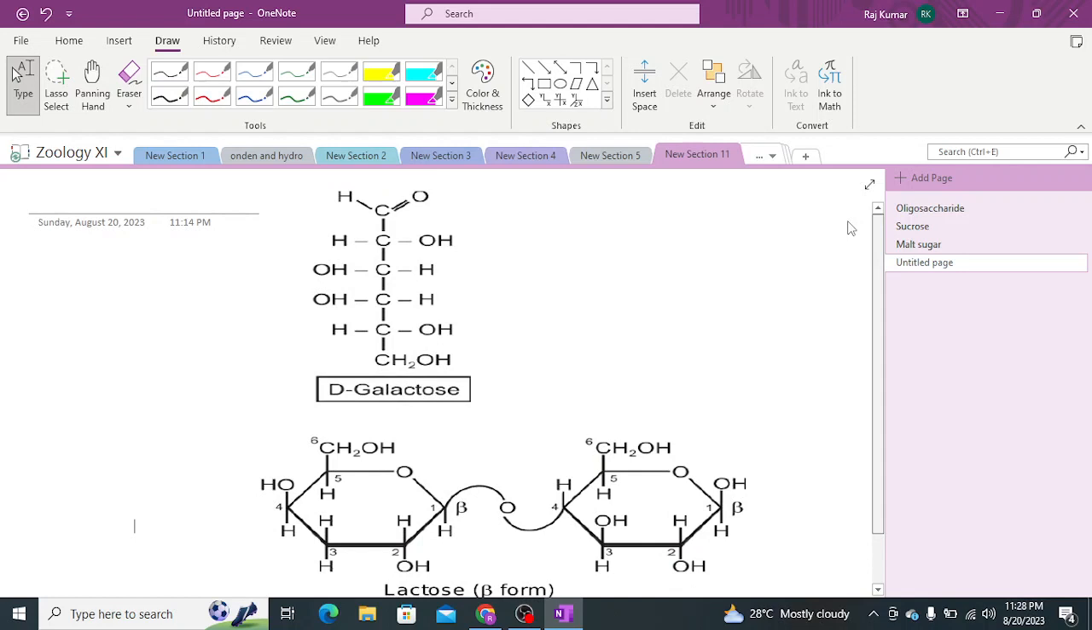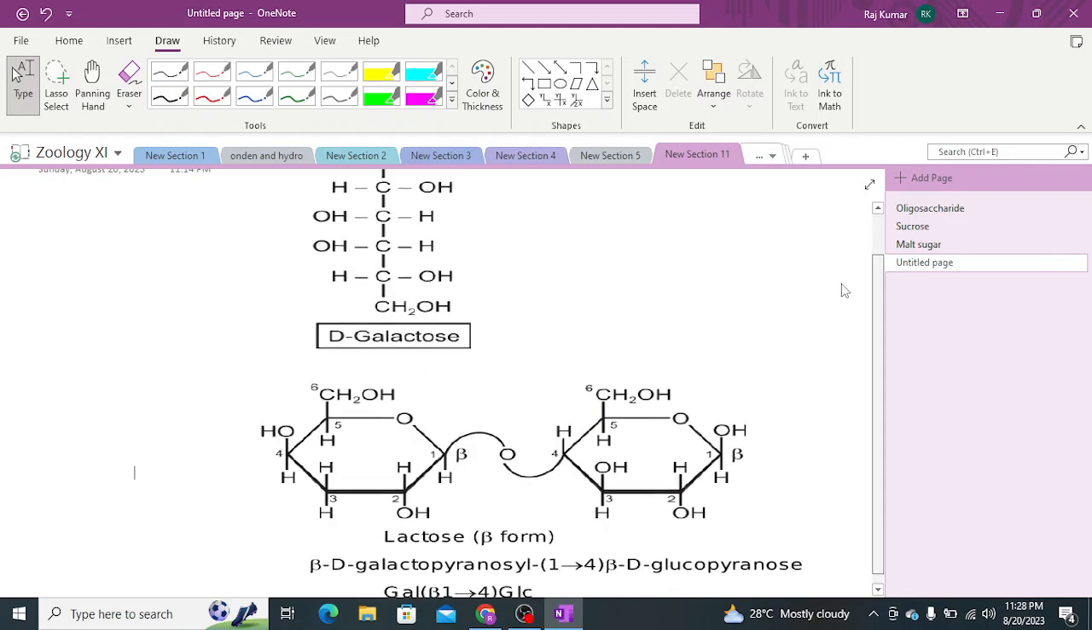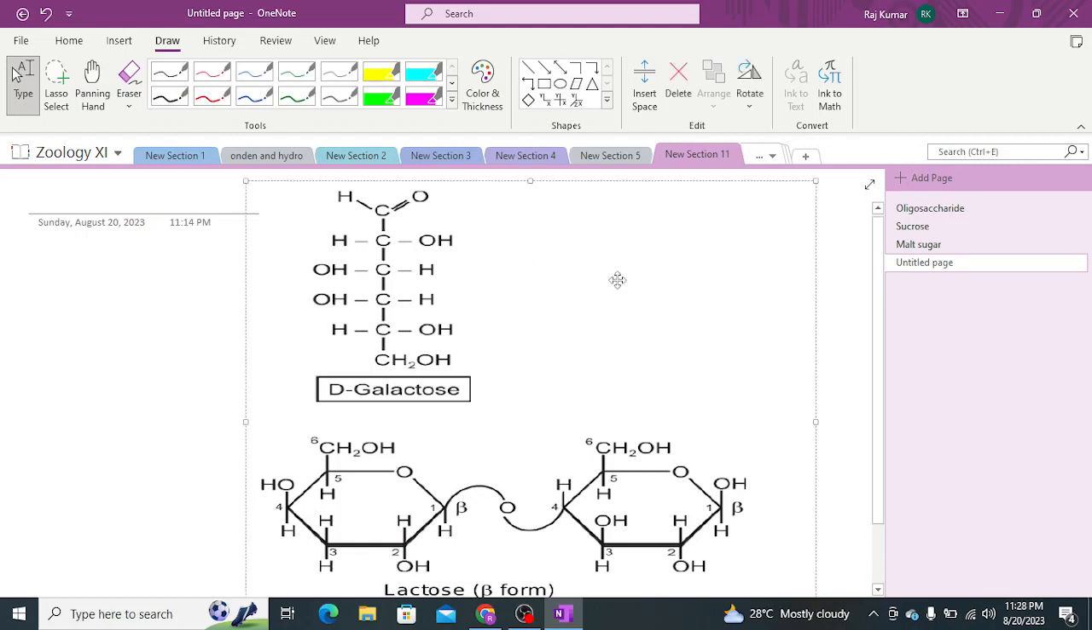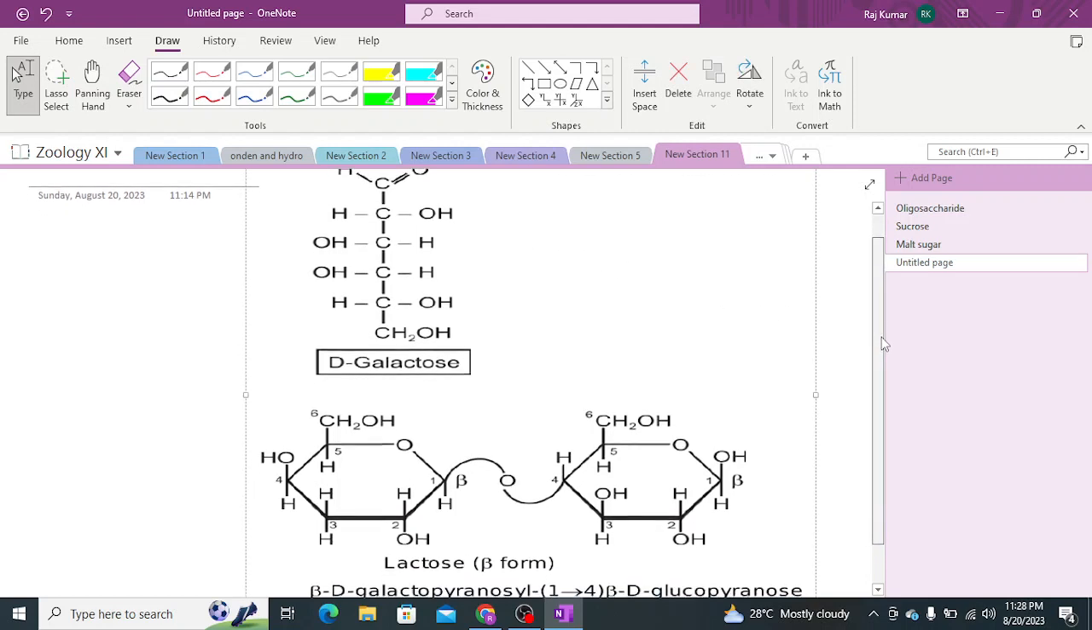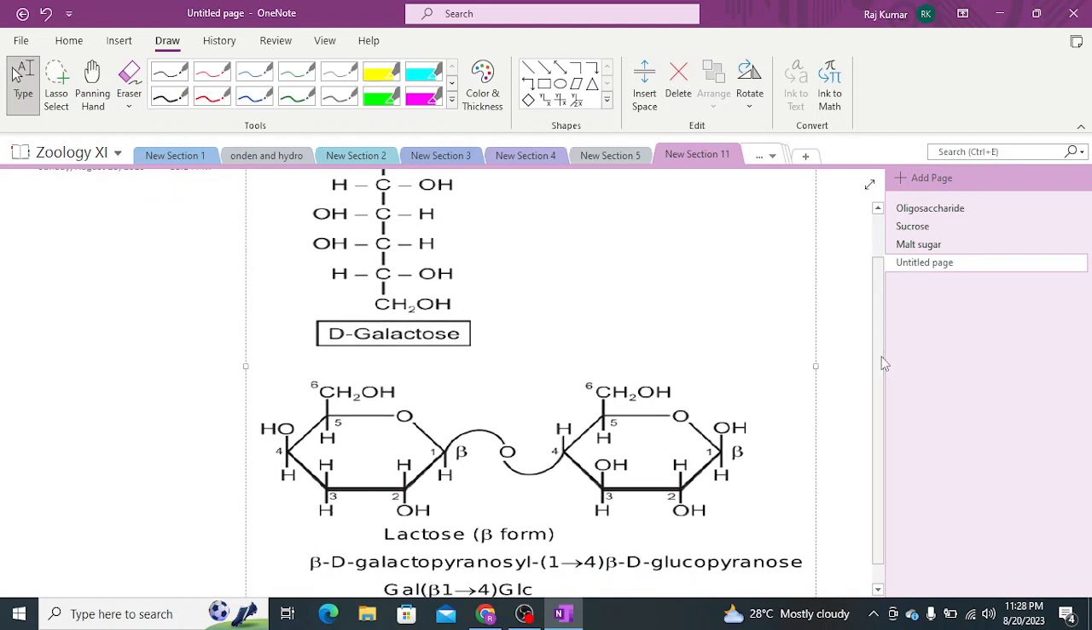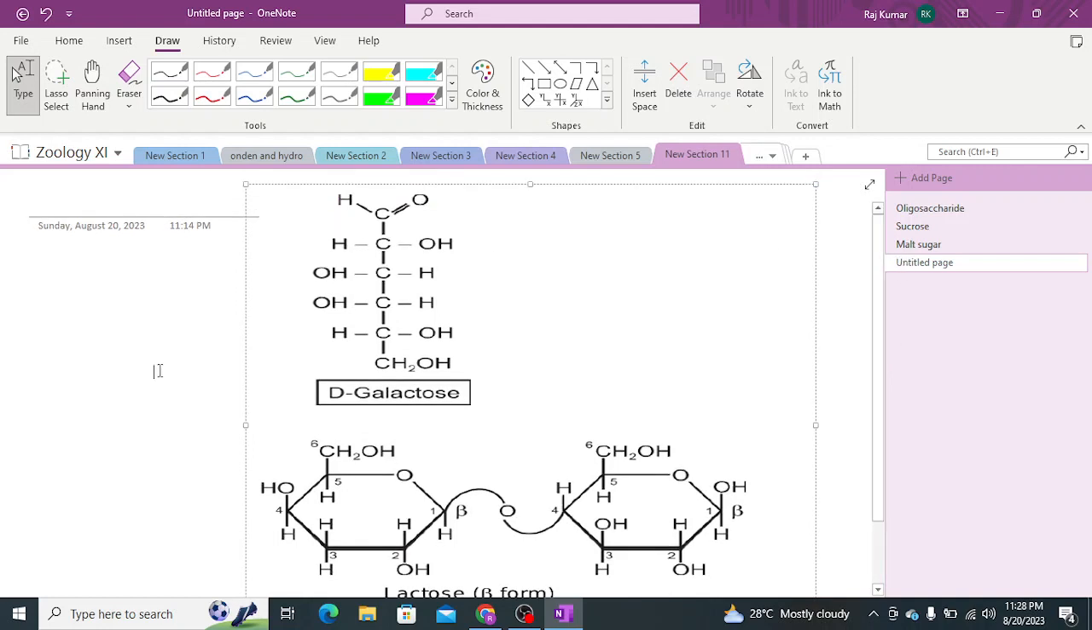Finally, we have lactose sugar. Lactose sugar, also known as milk sugar, is made up of beta D galactose and beta D glucose.